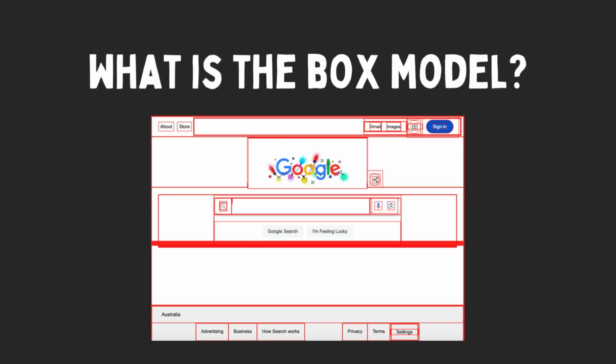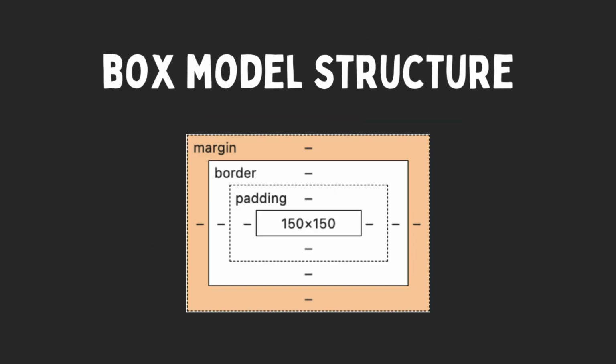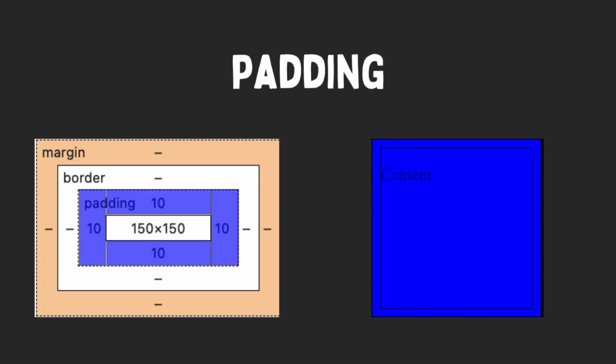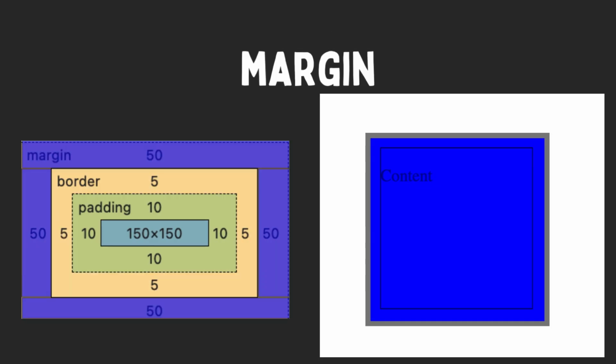Every element in HTML is represented as a rectangular box in CSS. The box model defines the structure of this box, which is made up of four areas. Content box. This is where your content, like text or images, lives. Padding. Space between the content and the border. Border. The line that wraps around the padding and content. Margin. Space outside the border, separating elements from one another.